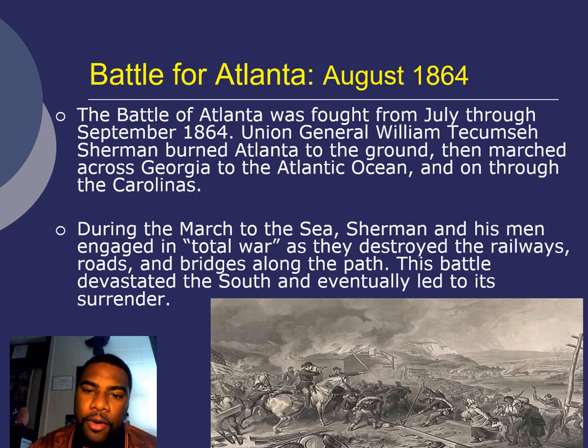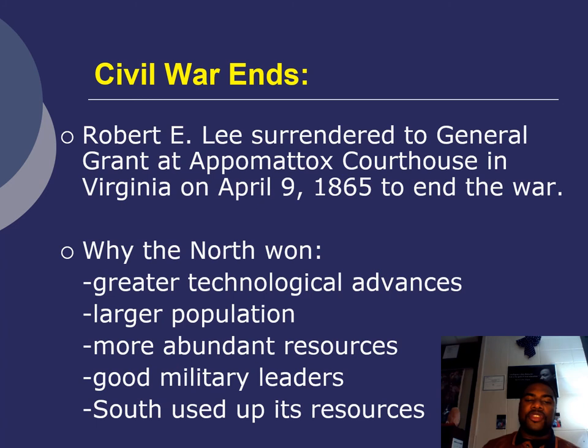Civil War ends. Robert E. Lee surrenders to General Grant at Appomattox Courthouse in Virginia on April 9th, 1865, to end the war.